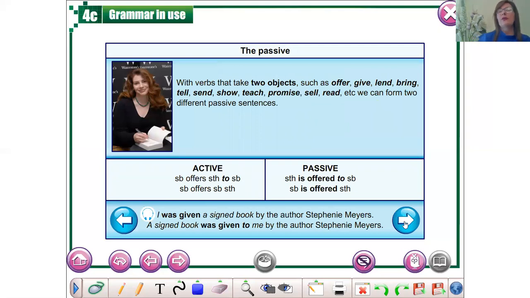Sometime I told you that the sentence must have an object in order to be transformed into passive. But sometimes the sentences have two objects. In this case, we have two forms of passive. For example, I was given a signed book by the author Stephanie Meyers. A signed book was given to me by the author Stephanie Meyers. So there are two objects and there are two forms of passive.